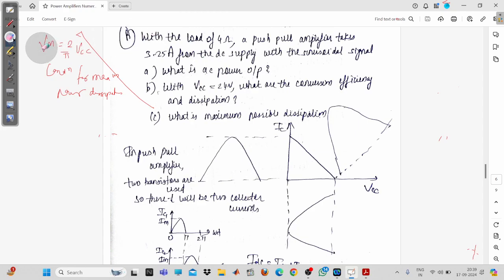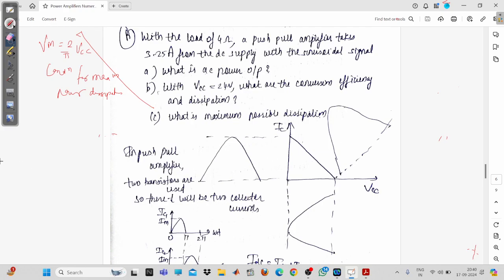So now how to calculate the maximum power dissipation? Ultimately this is resistance only, and the dissipation is going to occur through a resistance only. And what is the resistance? Because ultimately the signal power will be available at the resistive node, and the loss is going to happen at the resistance only.